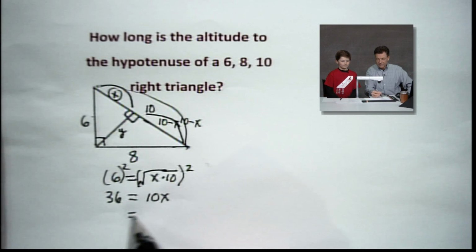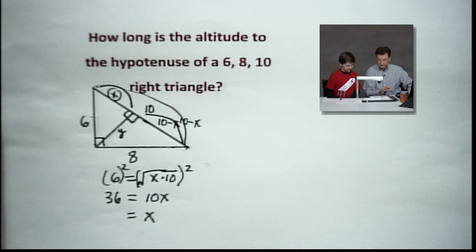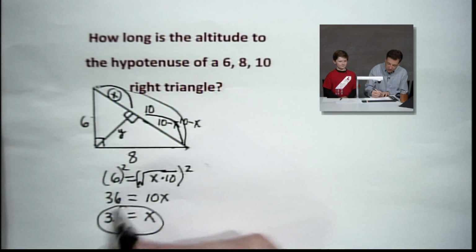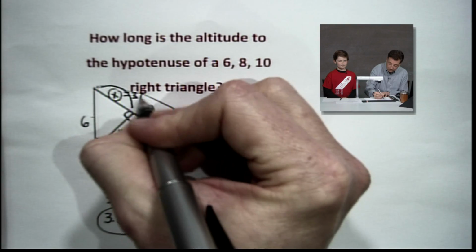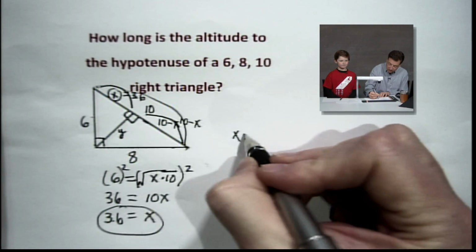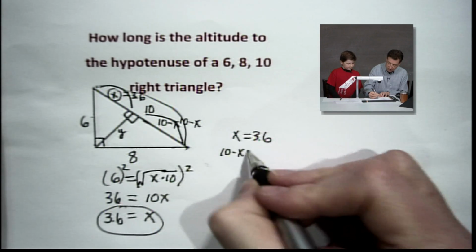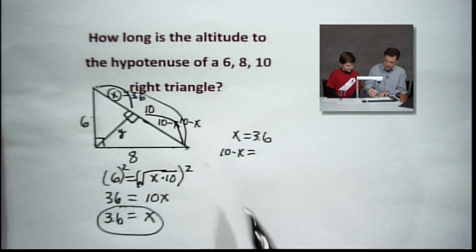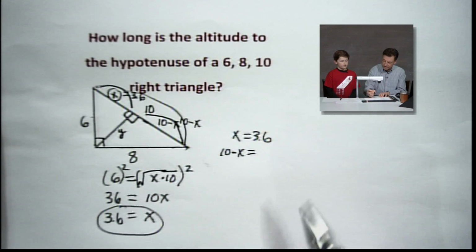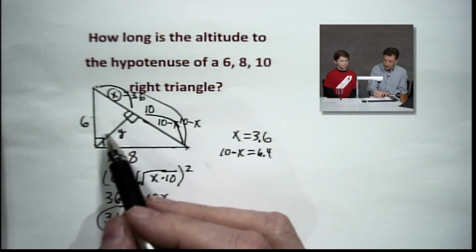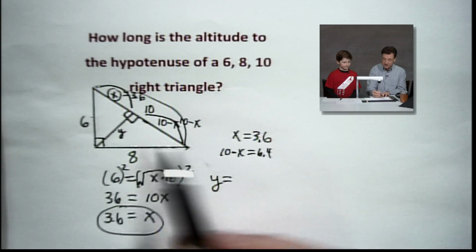And now, Lucas, divide by 10. What are we going to have here if we divide 10 into 36? 3.6. Man, who needs a calculator when you've got Lucas, all right? That's great. What's important is we know now that our x is 3.6. And our 10 minus x, if we subtract 10 minus 3.6? I believe we get what, Lucas? 10 minus 3.6 equals 6.4. Awesome.